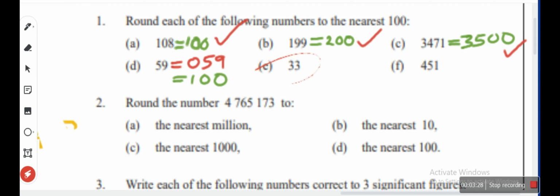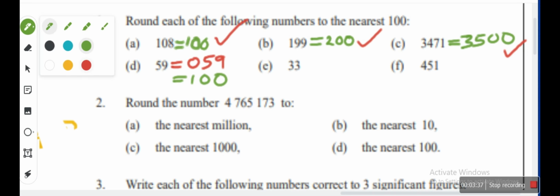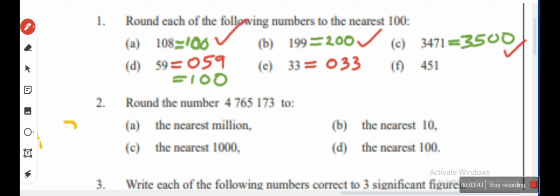Let's go to E. What do you get for E? And I'm sure you also know that 33 is the same thing as what? 033. Beautiful. So this is just going to be zero. All of them are going to be zero, because here, which is the 100, is where we are stopping, and this is not up to 5. So everything will be 0. So the final answer will be 0. What about F?